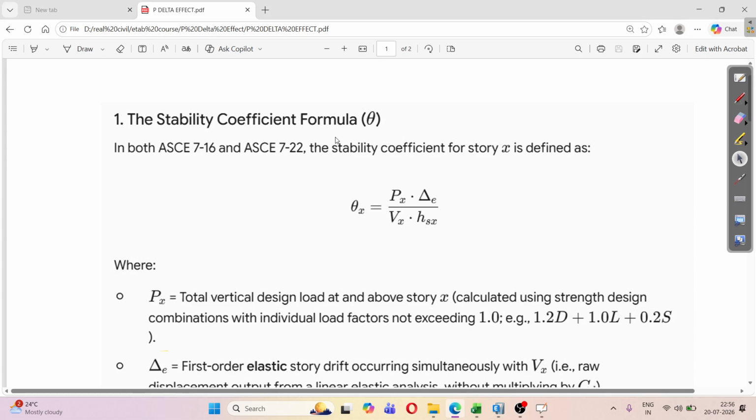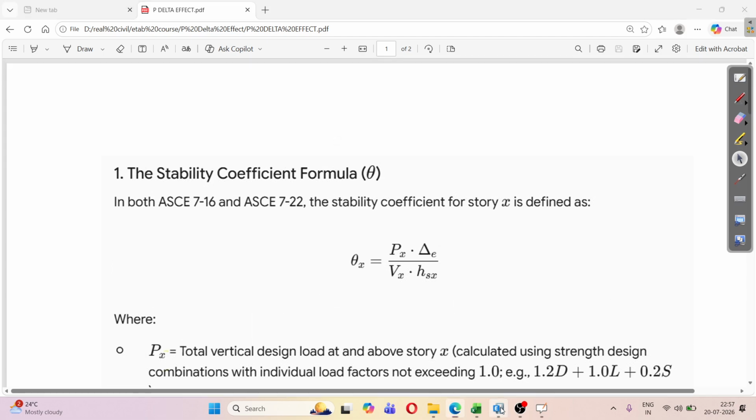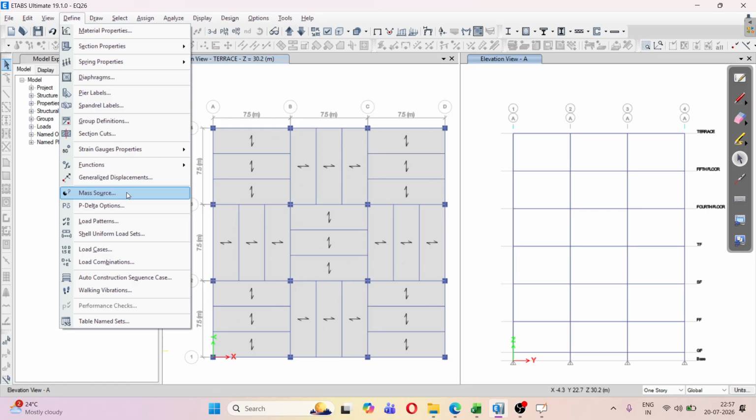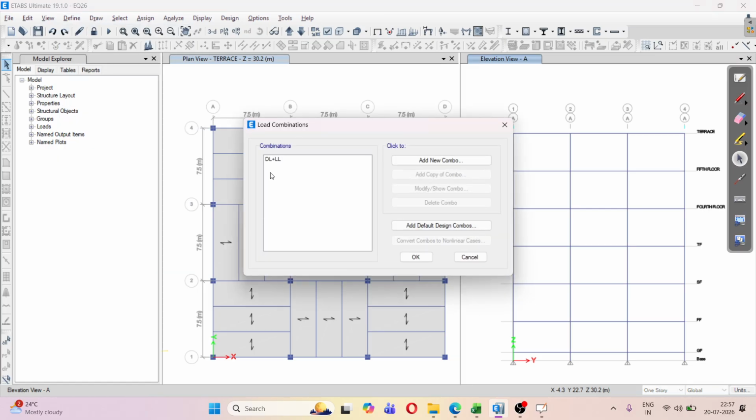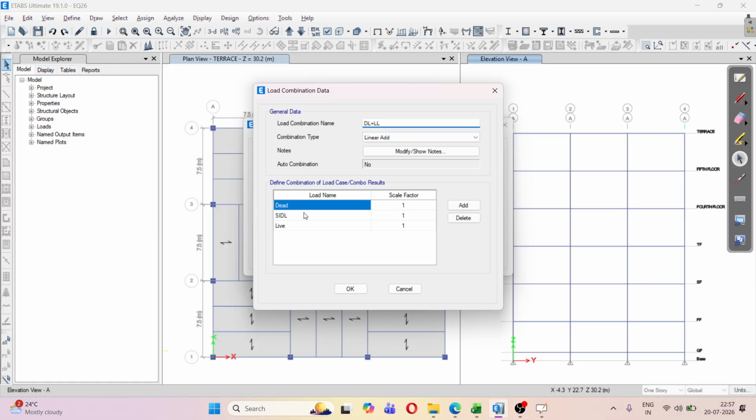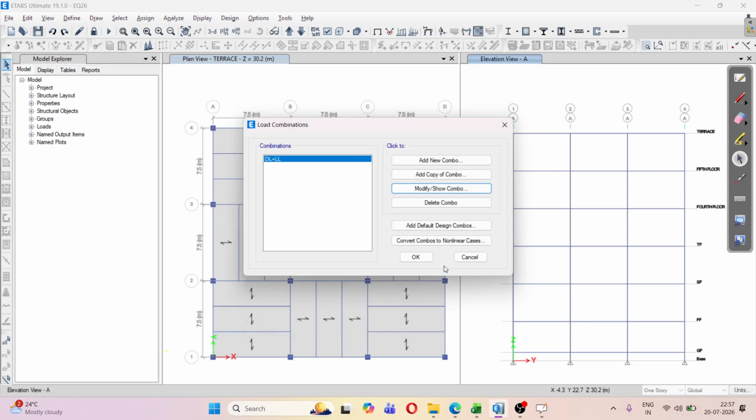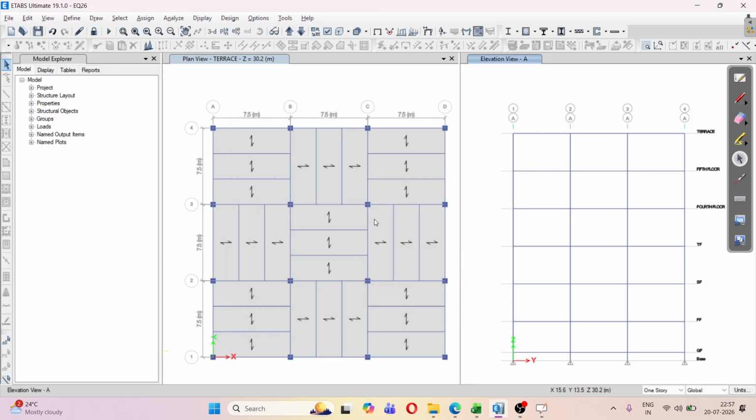As you can see in this formula, we require P. For that, as I told you, you need to run the load combination, dead load plus live load. Dead load means self-weight of the structure. You have to consider the superimposed dead load like floor finish, wall load, etc., roofing, and live load. Either you can go for 1.2 or even you can go for dead load plus live load. That case you need to run.